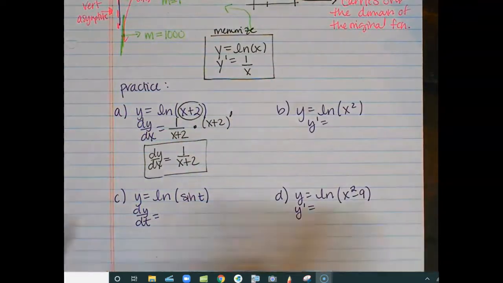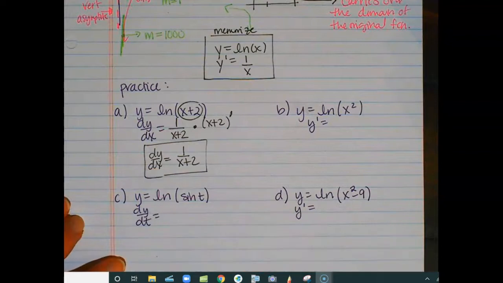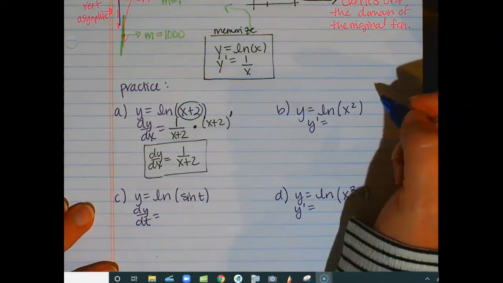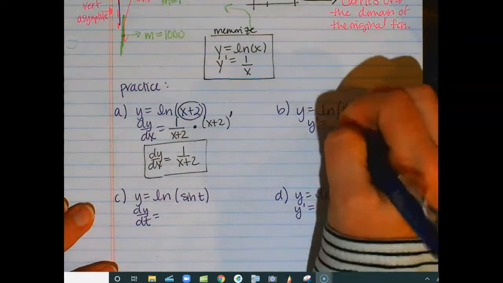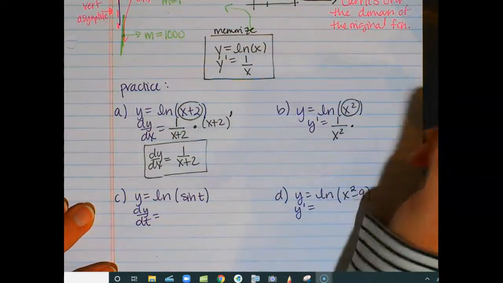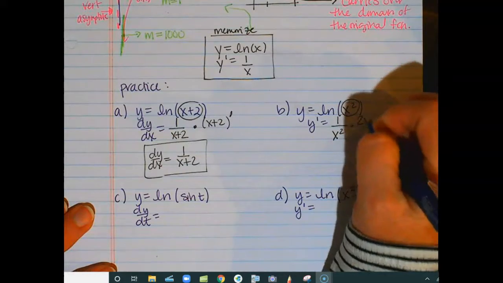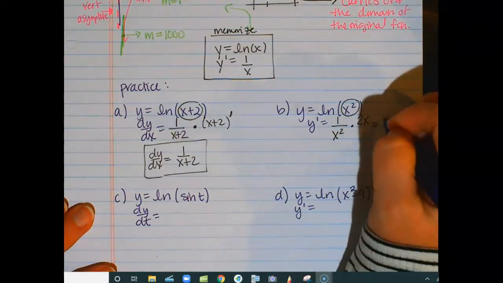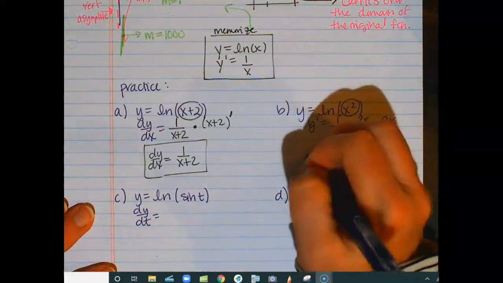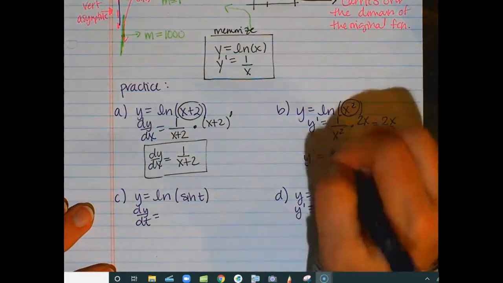Going on to B. I have a composite function again, the natural log of x squared. So this time I've got the notation y prime. You could have just as easily written dy dx. So the derivative of natural log function is 1 over whatever's inside, 1 over x squared times the derivative of the baby. So the derivative of the baby is 2x, and we're going to simplify that to be 2x over x squared. So y prime really simplifies to 2 over x.